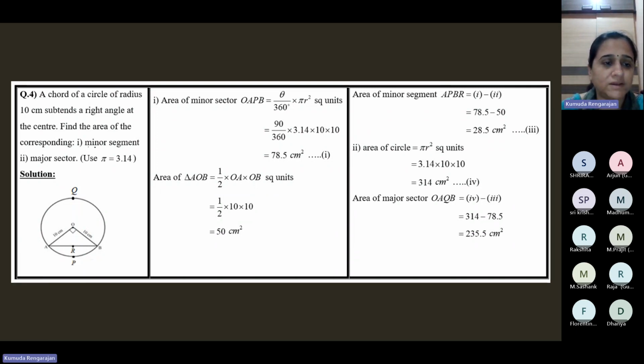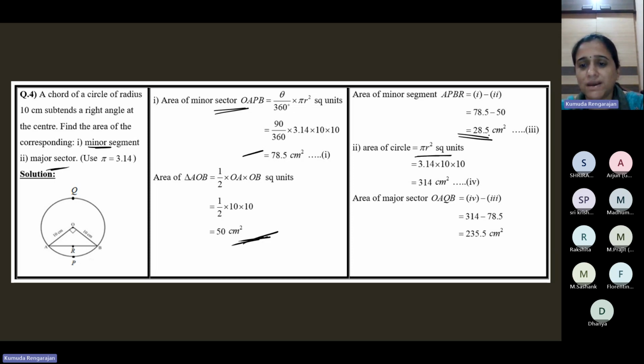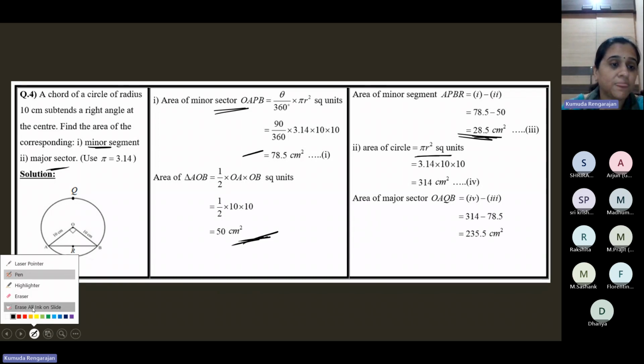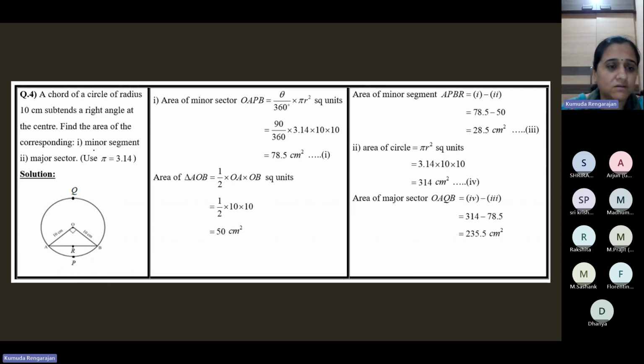So here also area of minor segment, major segment. You need to find the area of the sector, then the area of the triangle. It's a right triangle, half base into height area. The difference between these two will give you the area of the minor segment. Then the area of the circle minus the area of the minor segment will give you the area of the major segment. Oh, sorry, this is major sector. Sorry, minor segment, I said minor sector, triangle, difference will give you the area of the minor segment.